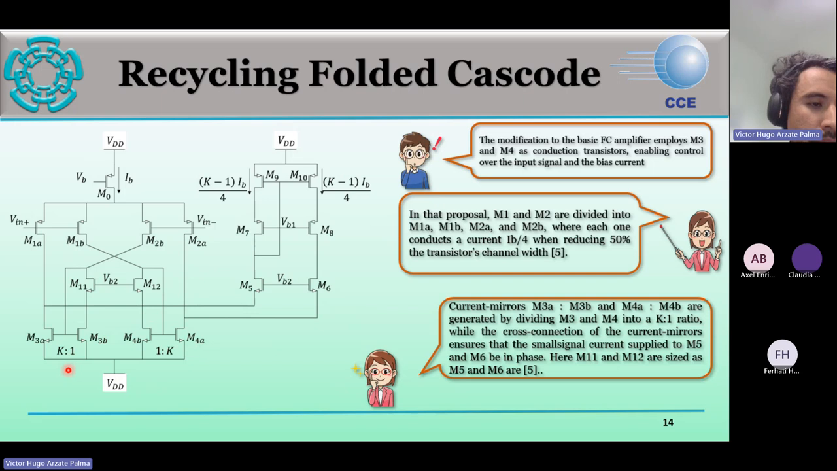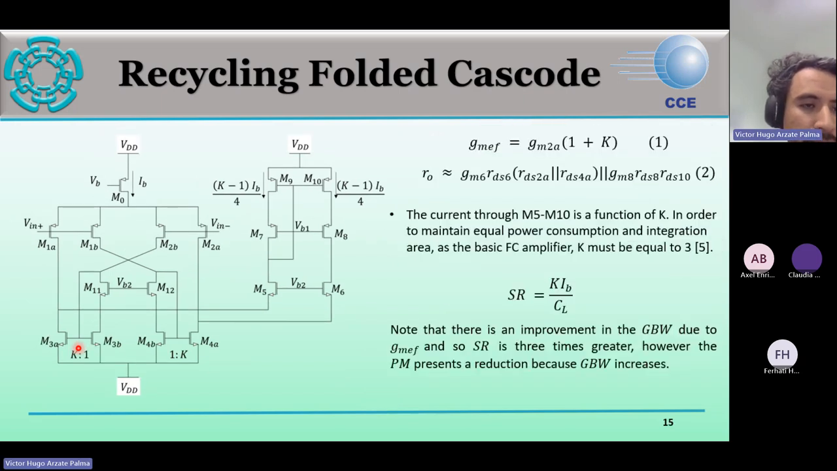These current mirrors have a relation of K to one, and this relation is just to maintain the same power consumption. If we do an analysis, we can get expressions like the effective transconductance and the output impedance. The current through the transistors M5 to M10 is a function of K in order to maintain equal power consumption and integration area. The slew rate expression depends on K, so we have an improvement in the slew rate.